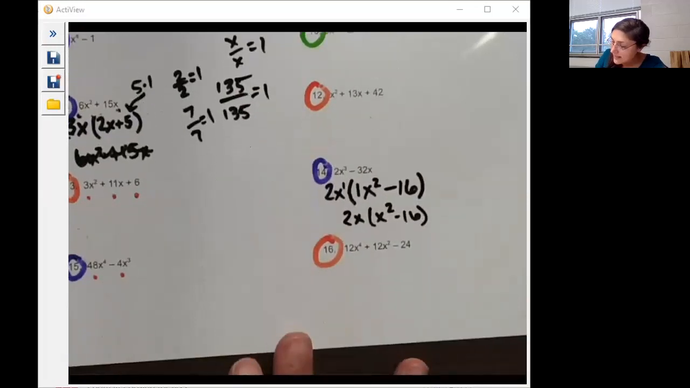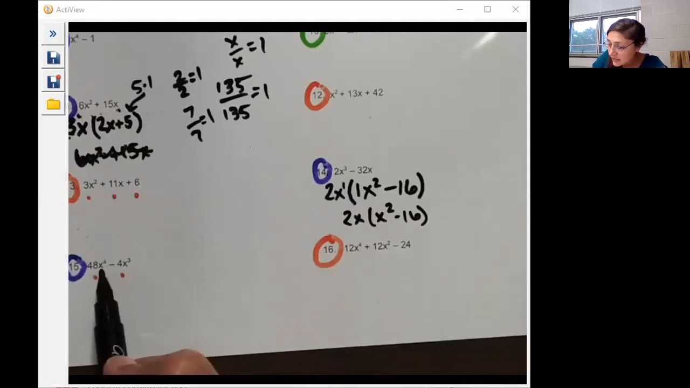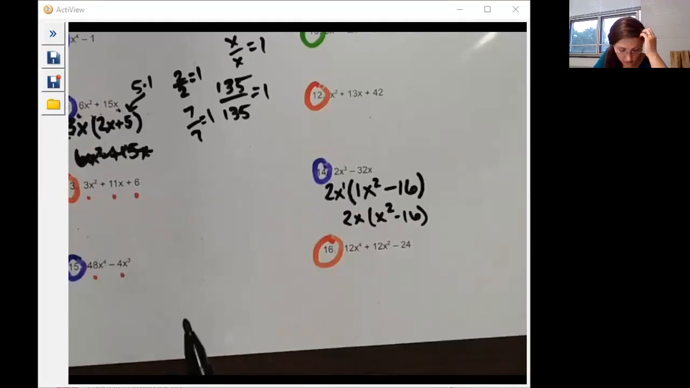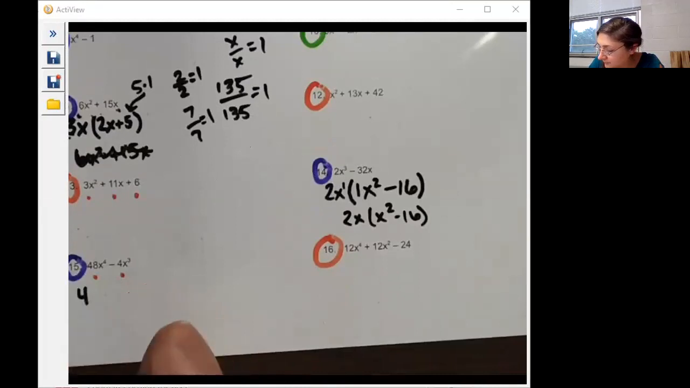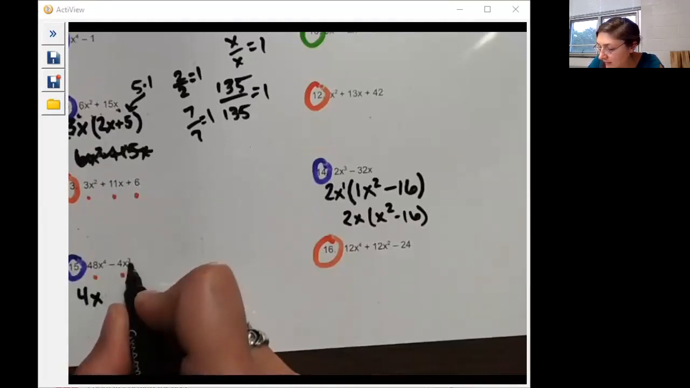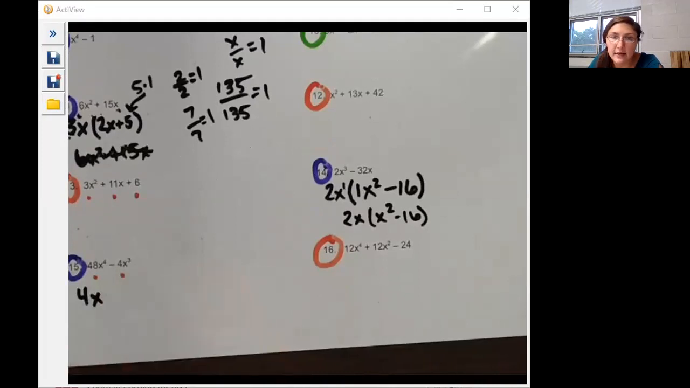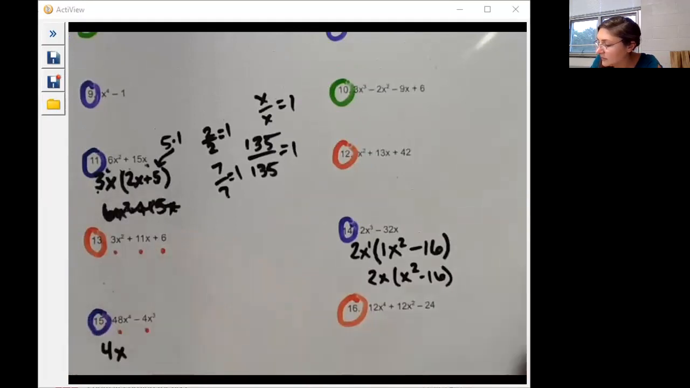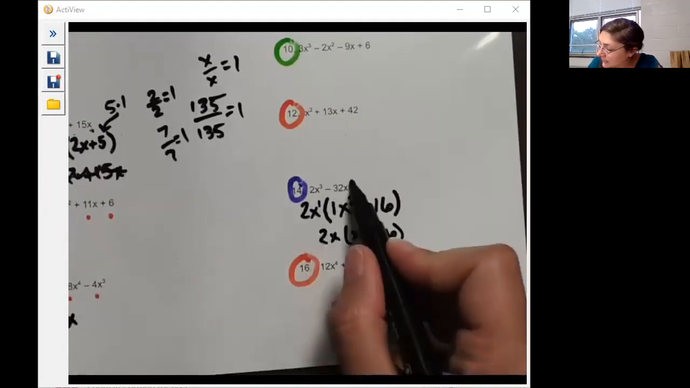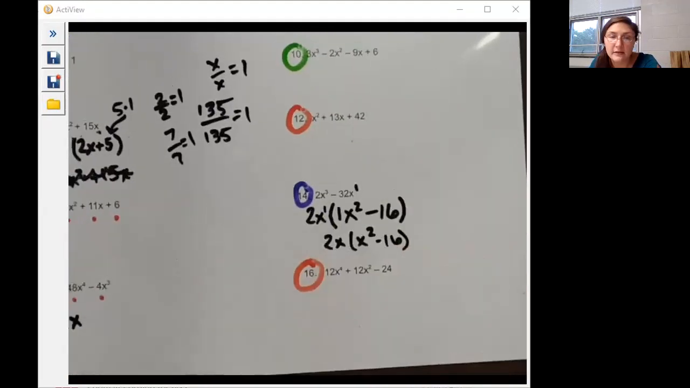Remember, those 1s are implied. And then if I take a look at 15 and 16, I do have GCFs here. I've got x's as part of each term. 48 and 4 are both divisible by 4. So I could factor out a 4. And something to do with x, I can actually factor out whatever the smallest exponent is on x. So here, my smallest exponent was a 1, so I took out an x to the 1st. Same idea here, my smallest exponent was a 1, so I took out an x to the 1st.